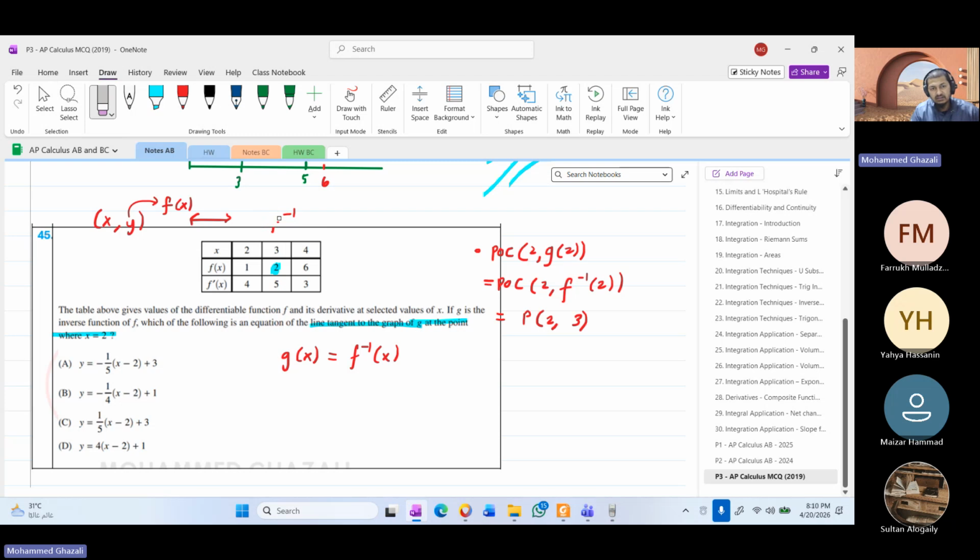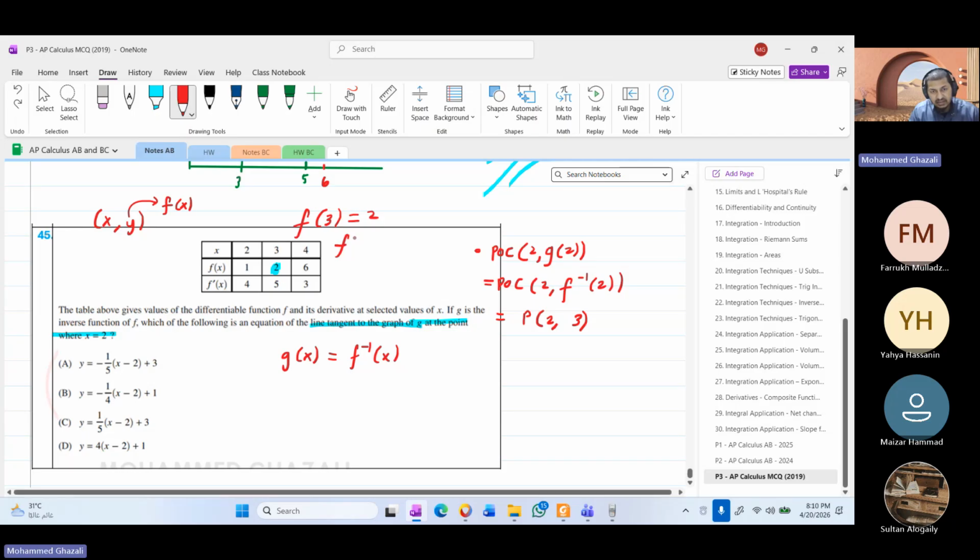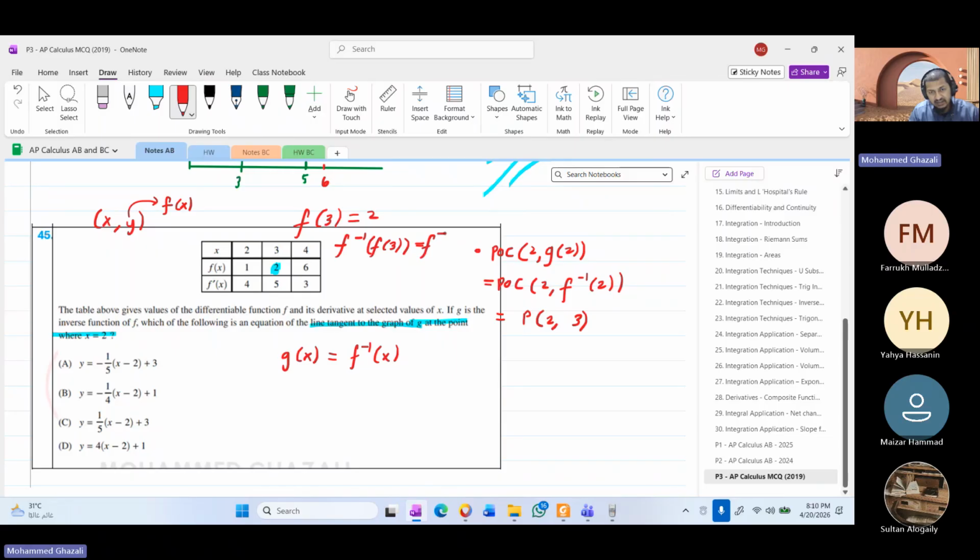Okay, let's write it like this. It will make more sense to you. What is f of 3? F of 3 is equal to 2. If I inverse this side, I need to inverse this side. So I inverse both sides. So f inverse f of 3 is 3, and 3 equals f inverse 2. So I hope you understood that. Now we sorted out one problem, which is point of contact, right? So we got point of contact.